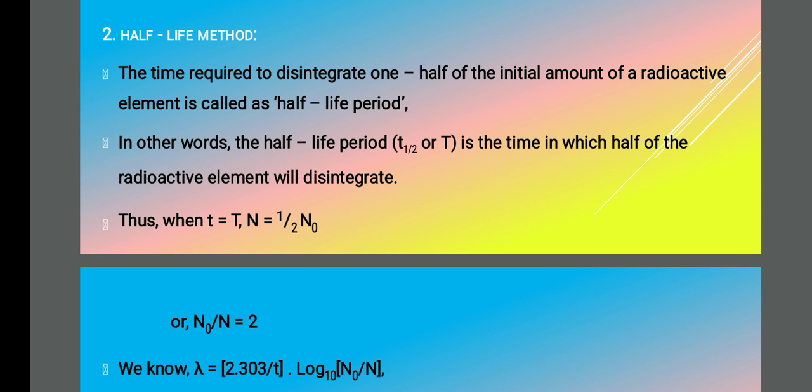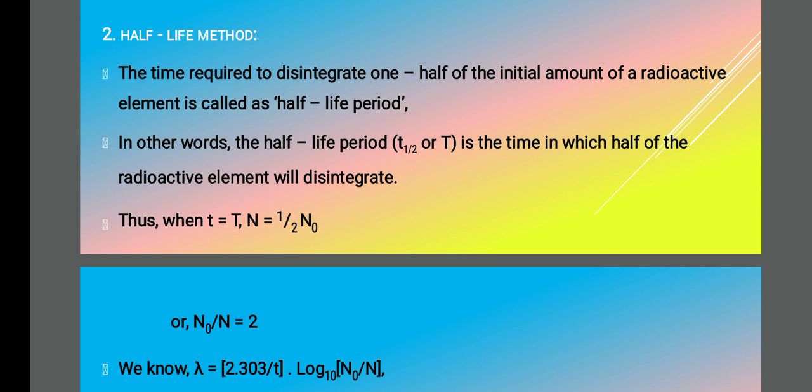So when a substance is 100%, the time at which 50% of it decays or disintegrates, that we call the half-life period. Is it clear? The time required to disintegrate 1/2 of the initial amount of the radioactive element is called the half-life period. In other words, half-life period is the time in which half of the radioactive element will disintegrate.